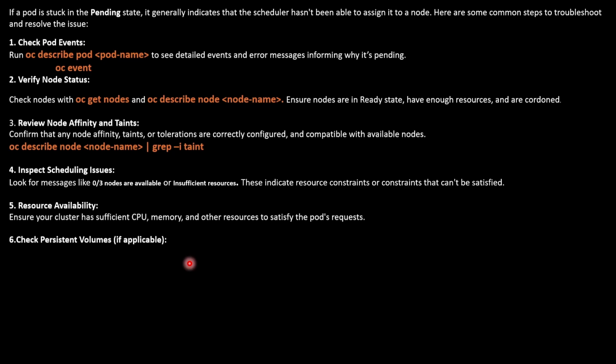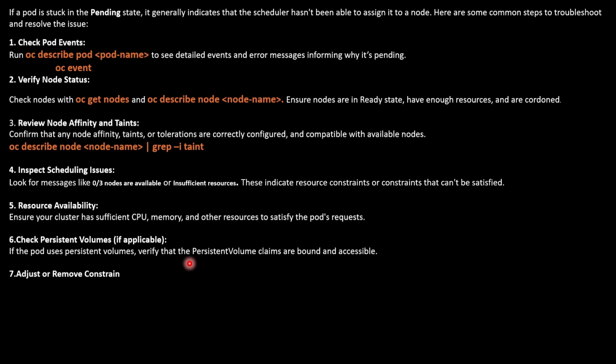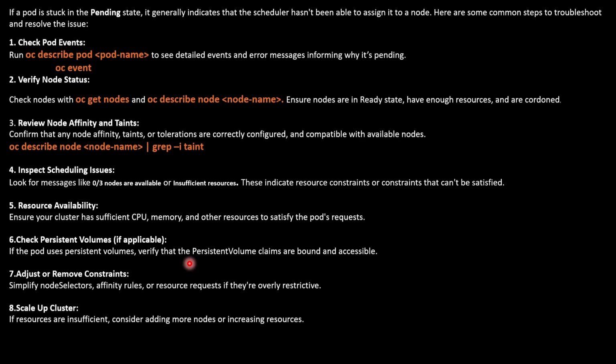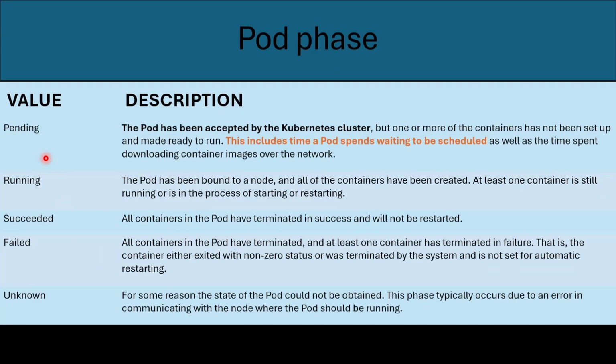Sixth, check the persistent volume. If the volume is not mounted, then obviously your pod will never come into running state. Seventh, adjust or remove constraints, like simplifying the node selector, affinity rules, or resource requests if they are overly restrictive. Eighth would be to scale up the cluster. If you think that your cluster is already full, then you need to scale up your cluster, or add more worker nodes to your cluster. All the highlighted ones will be useful for your exam purposes. But in practical scenarios or in a production environment, all these points will be helpful for you. Now we have talked about pending state.